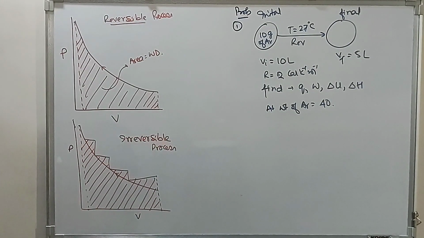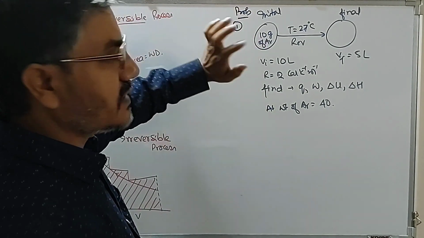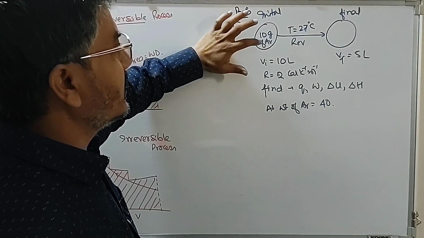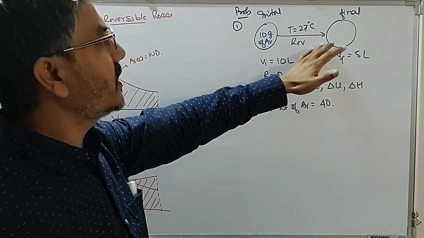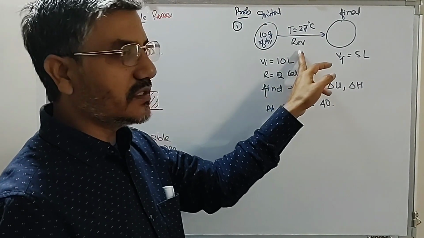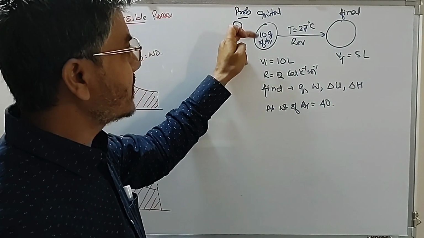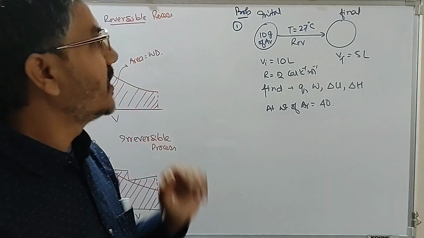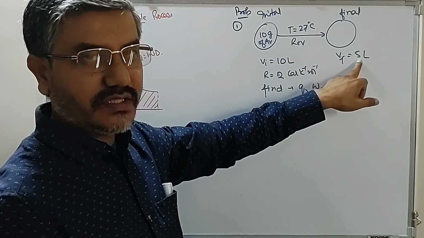So look at this problem. We have an ideal gas, argon. 10 gram of ideal gas argon is compressed reversibly at 27 degrees centigrade. So the question says this is a reversible compression process of an ideal gas argon whose mass is 10 gram at constant temperature, from initial volume of 10 liters to the final volume of 5 liter.